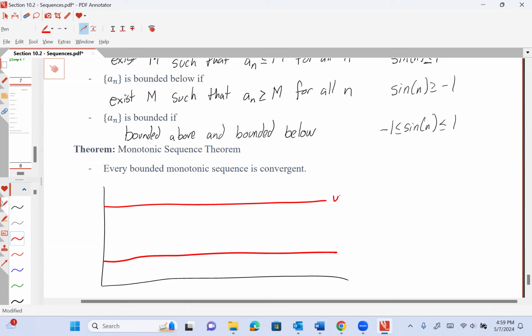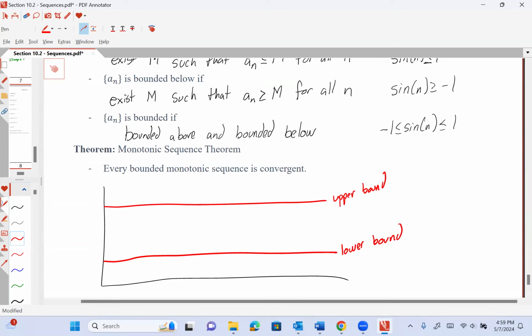Here's my upper bound. And here's my lower bound, and my sequence will not pass these bounds. Just won't. Monotonic means it only moves in one direction. Could only increase and maybe stay the same, or it could only decrease and maybe stay the same.